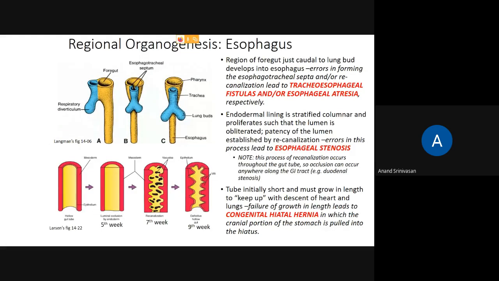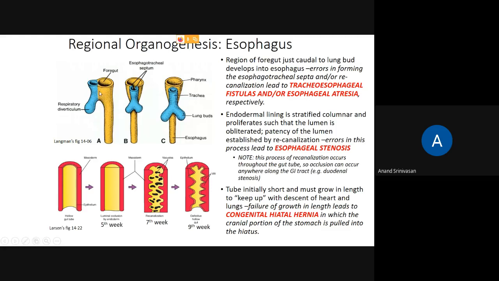Now let's see the esophagus. This we have already seen during the development of the respiratory tract. From the foregut there will be the formation of the respiratory diverticulum, and the respiratory diverticulum will form the trachea and bronchi. The lung buds will be arising from it. Now these two are separated by the tracheoesophageal septum. The respiratory diverticulum is divided from the foregut by the tracheoesophageal septum.